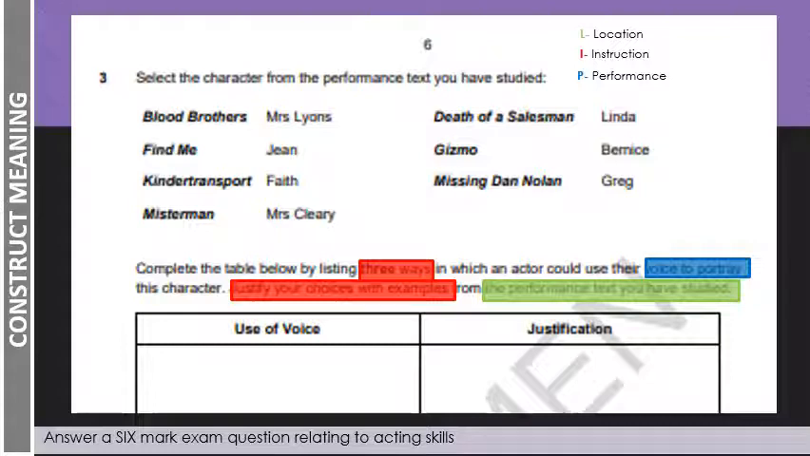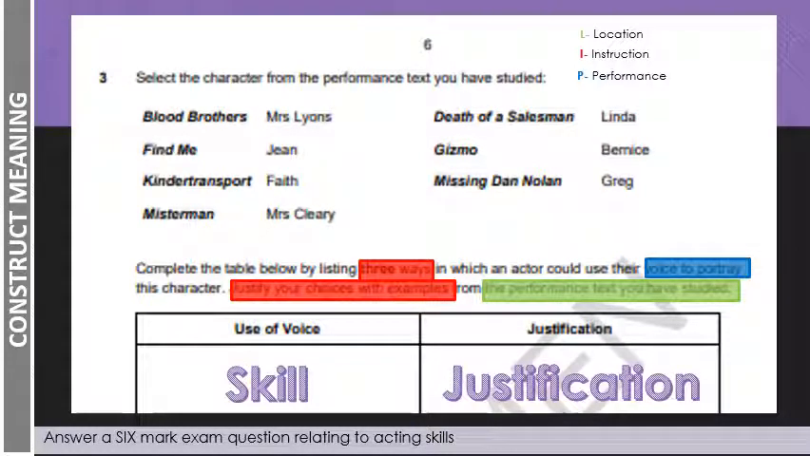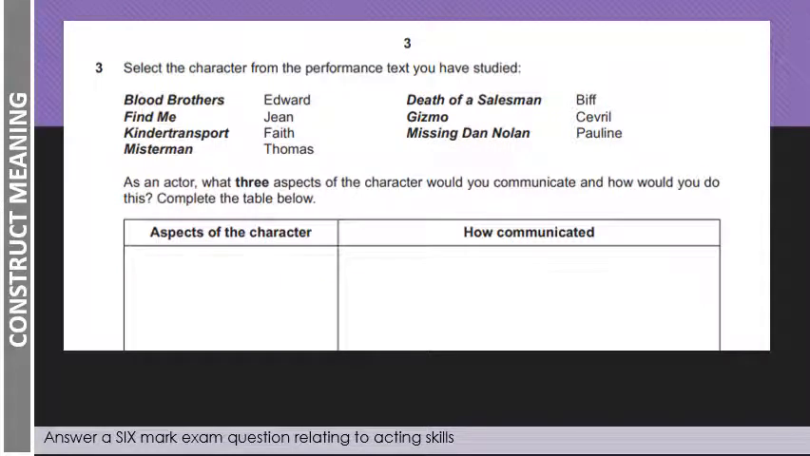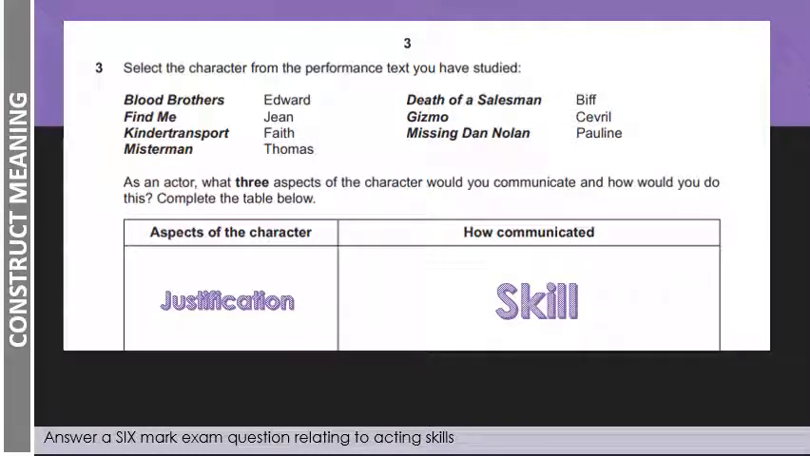Now, the headings of the boxes are actually really nice in this particular question. It says use of voice, which we know is the skill, and justification. However, in some examples, they don't make it that simple and that easy for us. So the first thing you need to do when you see these boxes is to identify which one is the justification, which one is the skill. So in this case, it's swapped around. That one's the skill, that one's the justification.